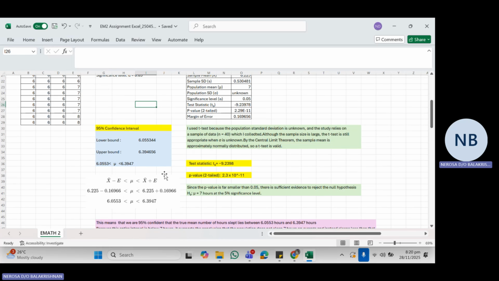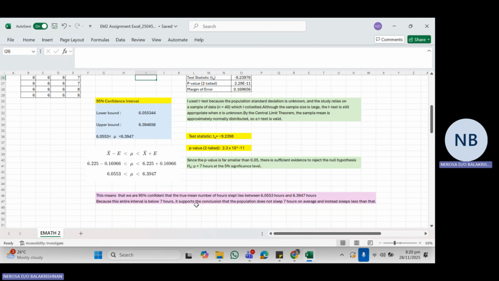In conclusion, based on both the t-test and the 95% confidence interval, there is sufficient evidence to reject the claim that Singaporeans sleep an average of 7 hours. Instead, my results suggest that the true average sleep duration is significantly lower than 7 hours.